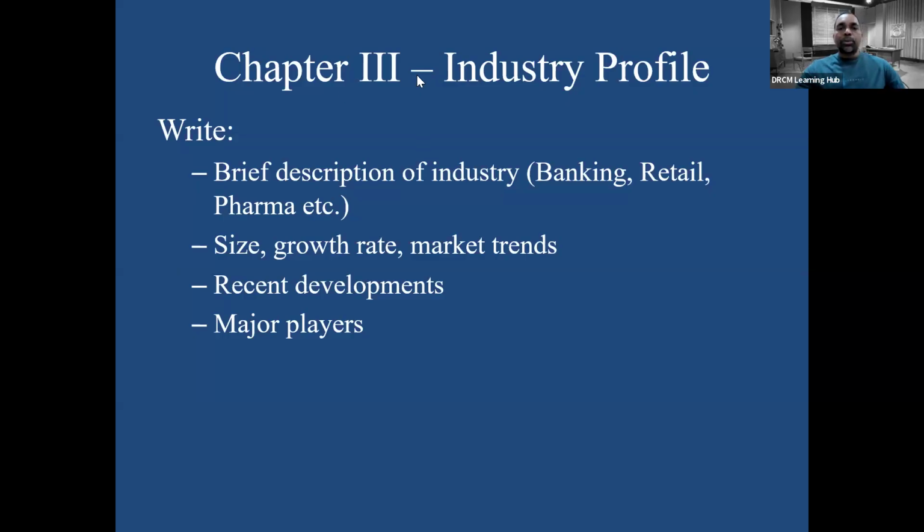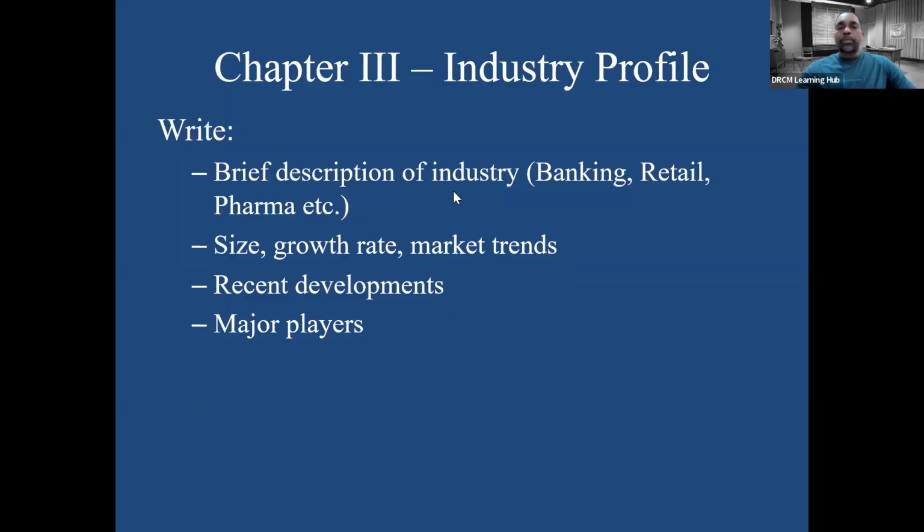Next, you can mention about the industry: what is the size of that industry, growth rate of that industry, market trends of that industry. After the brief description, you can focus on size, growth rate, market trend. You can make one more paragraph, and there you can focus on this. This is a very important point.